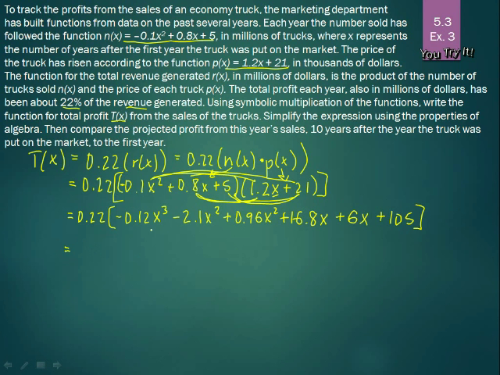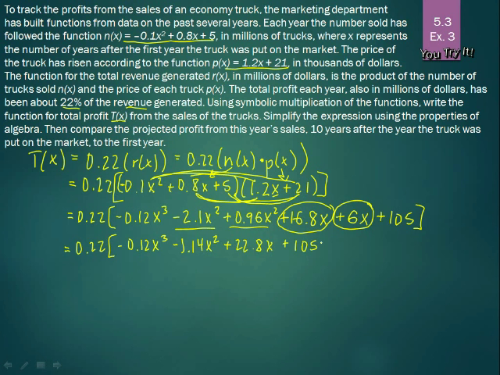So now let's go ahead and combine any like terms we have. Notice that this is the only x cubed term, so we can just leave that one alone. And then we have negative 2 1/10 plus 96 hundredths, and so we get negative 1 14 hundredths x squared. And then for the x's, we have 16 8/10 plus 6, and so that will give us plus 22 8/10 x. And then we also have the 105 still at the end.